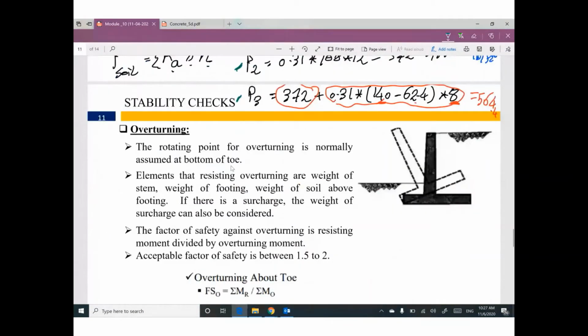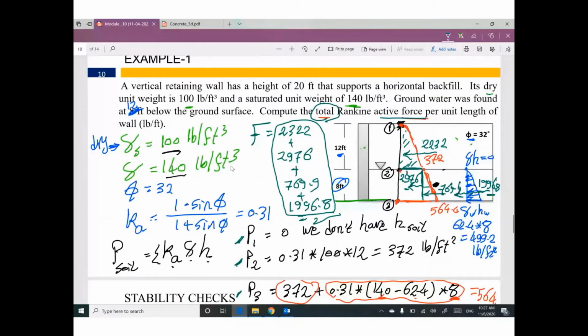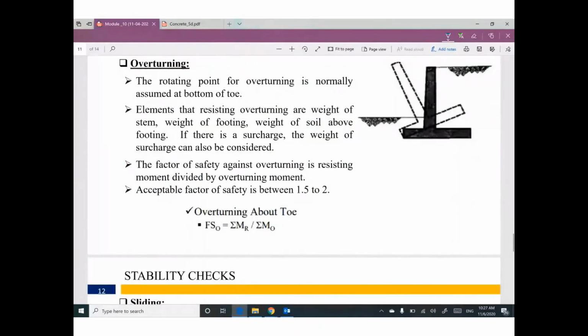So by the end, we converted this pressure to forces. These forces push this retaining wall to the left. This pushing action probably can cause overturning for the retaining wall about this toe. This point can be called the toe of the retaining wall, the point of rotation.